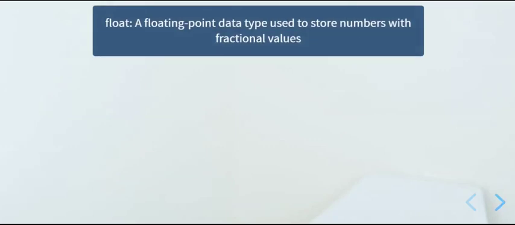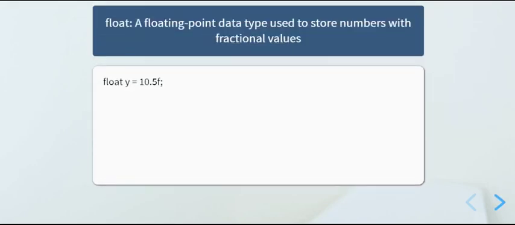Float is used to store numbers with fractional values. Here is an example. So we are assigning a value of 10.5 to float y. Here the f suffix after the value 10.5 indicates that it is a float literal, which is necessary because decimal literals are interpreted as double by default, and assigning a double value to a float will result in a loss of precision.